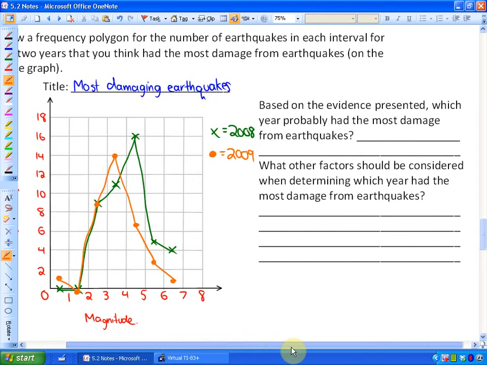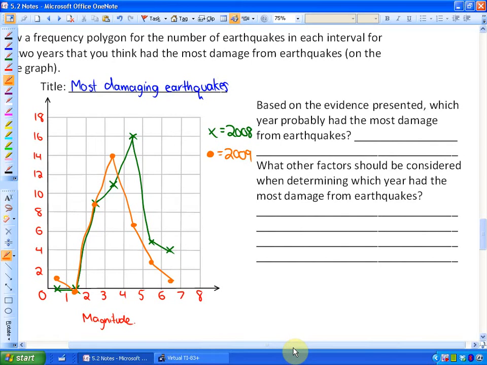The last part, and then we'll get into just the key ideas for section 5.2. Based on the evidence presented, which year probably had the most damage from earthquakes? Well, you can see here the damage is done above Richter scales of 5. So the most damage is probably done in 2008.